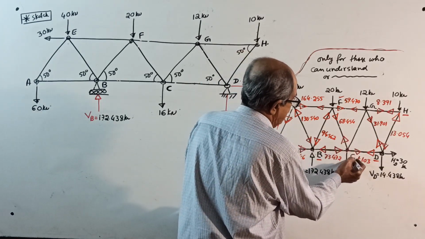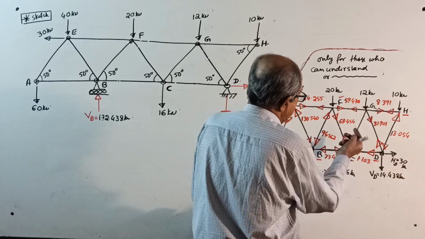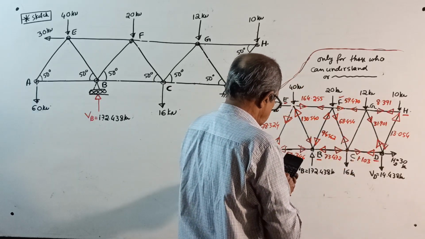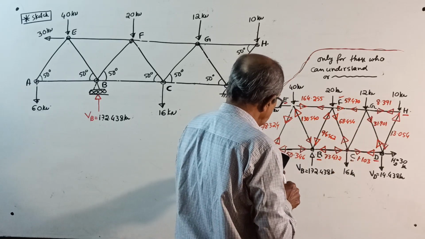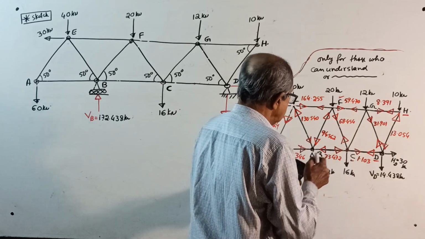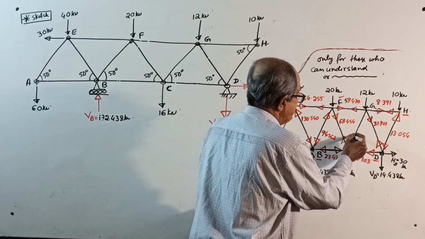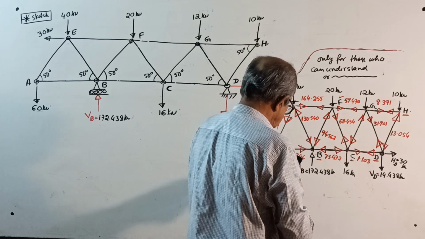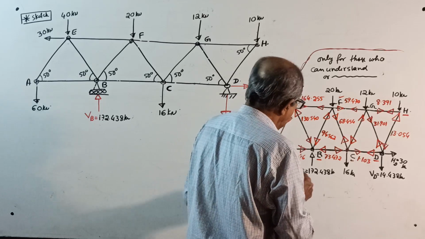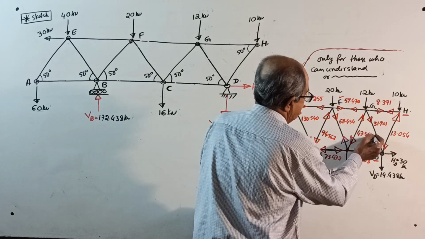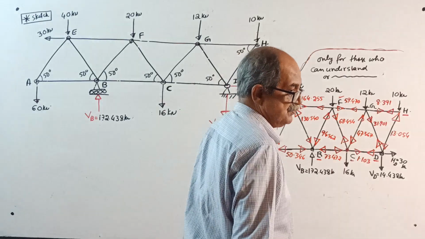Any joint will do, I will go to C. Here, vertically, 68.454 up. So 68.454 into sine 50 will give you up 52. I will subtract 16. Still I require downward here for balancing. So whatever unbalance I got, divided by sine 50 will give you 47.567 kilonewton. That is that force.